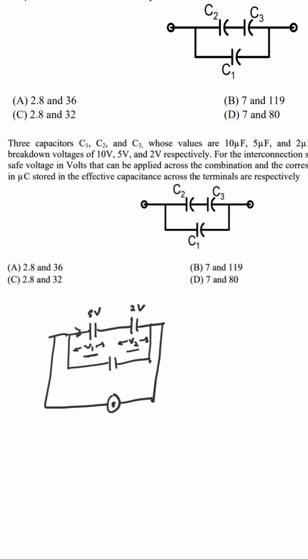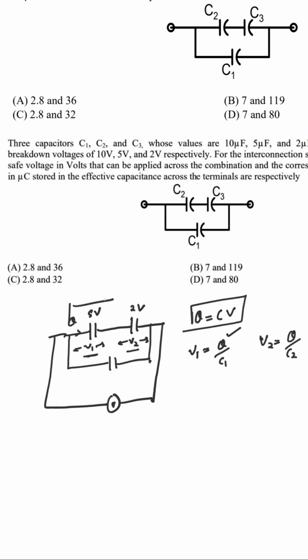Hint 2. In order to find out V1 and V2, you already know that in series the current remains the same, therefore the charge remains the same. So from the equation of a capacitor, Q is equal to CV, you can find out V1 will be equal to the charge through the capacitor C1 divided by C1, and V2 will be Q divided by C2. In order to find out the value of Q, you need to again use this equation on this complete combination of the two capacitors.